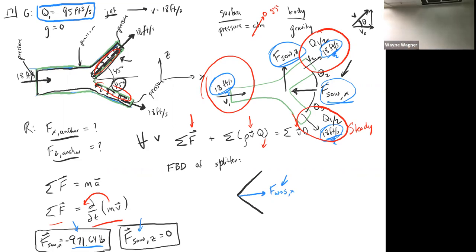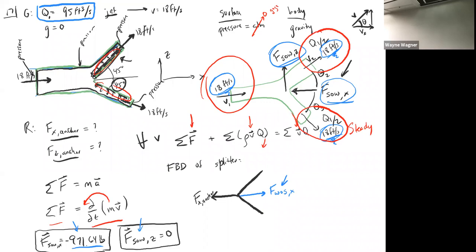All right, so why doesn't the splitter just fly away? It's got a force on it in the x direction of 971 pounds. Why doesn't it fly away? The reason is that there's an anchoring force. There's something holding this thing in place. We don't know what it is based on our drawing. Maybe somebody's holding the splitter, maybe it's attached to a wall, who knows, but there's another force right here that is anchoring it into place. What do I call it? F, x, anchor. And that's the free body diagram of the splitter.